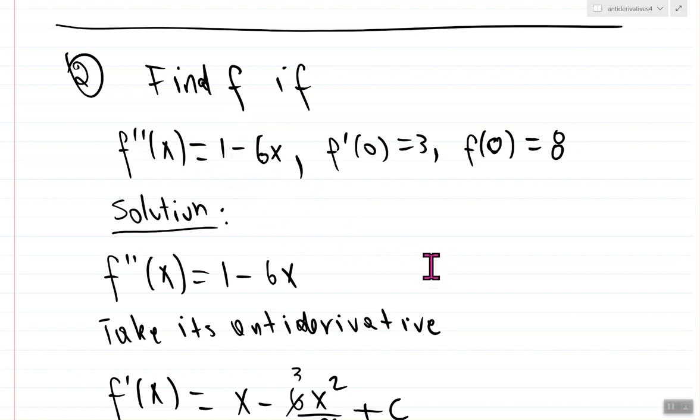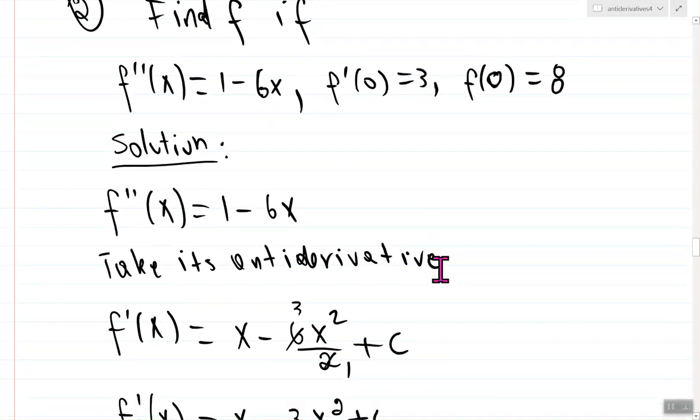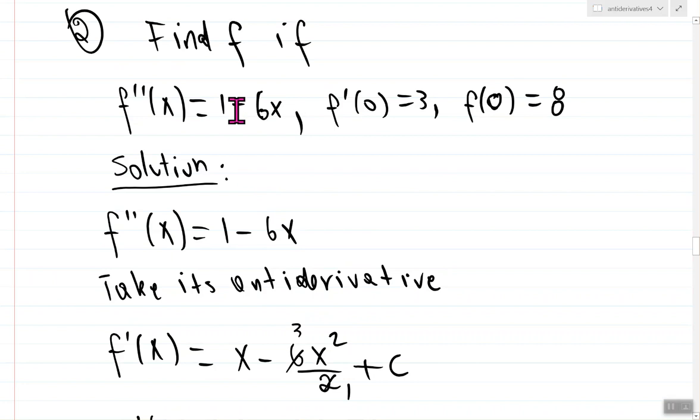So we start with the second derivative of f of x, which is 1 minus 6x. As you know, the process is that to get to the function f, you'll have to go to f prime first. So we're going to go from f double prime to f prime and then to f. To go from f double prime to f prime, you need to take the antiderivative of f double prime. And then to go from f prime to f, you'll have to take the antiderivative of f prime.